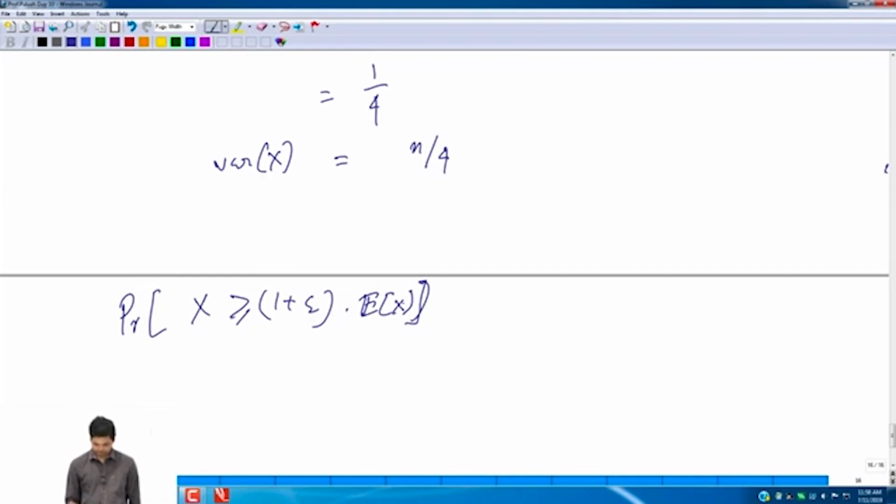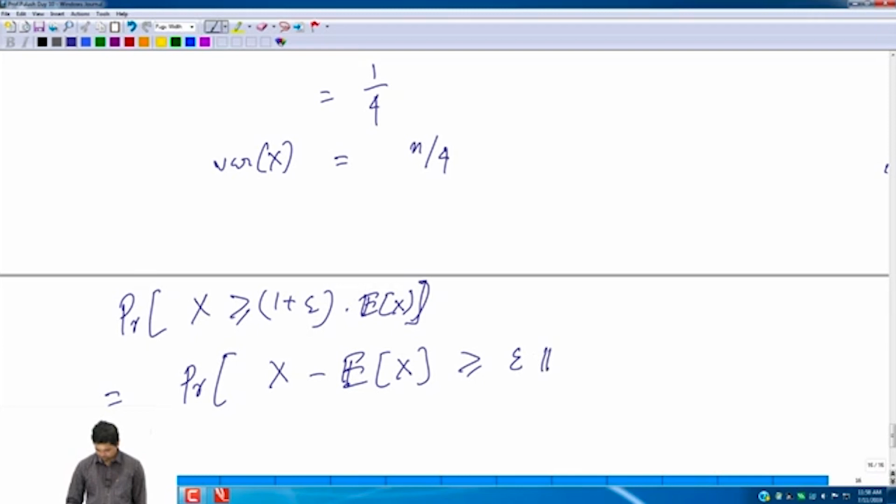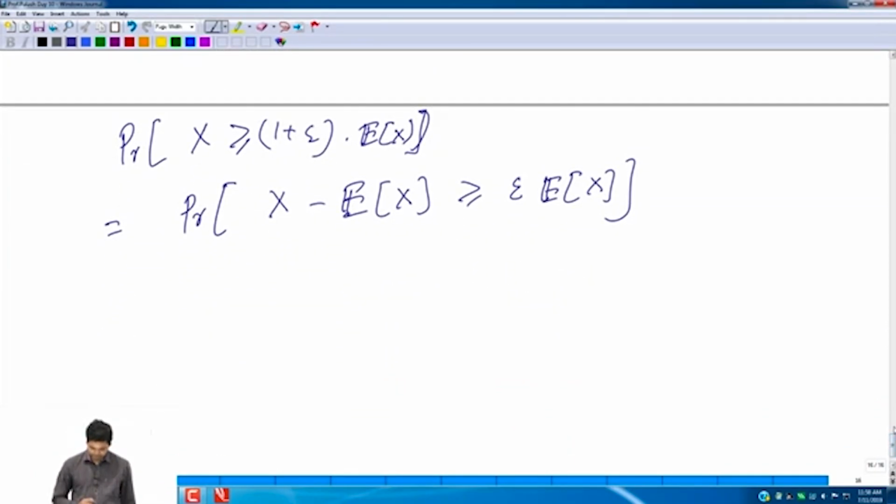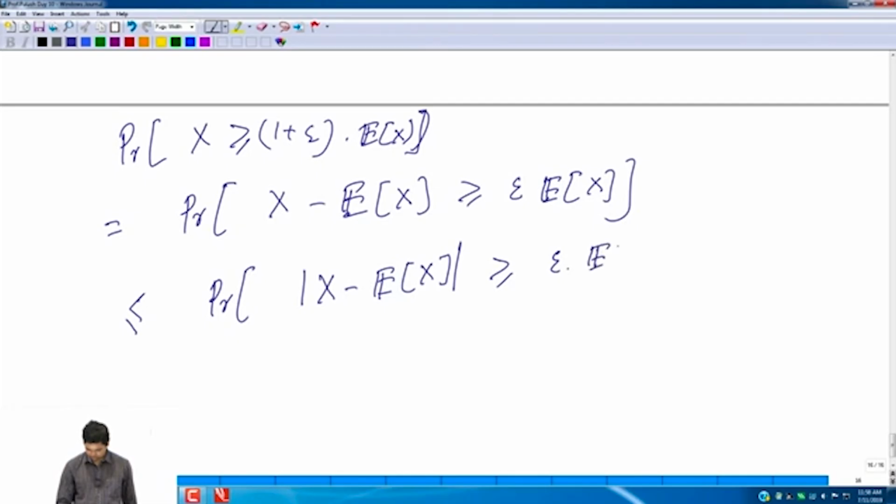Let's see what Chebyshev gives us. So let's put expectation of x other side, because that's what the left hand side looks like for Chebyshev. And this is less than equal to, right.